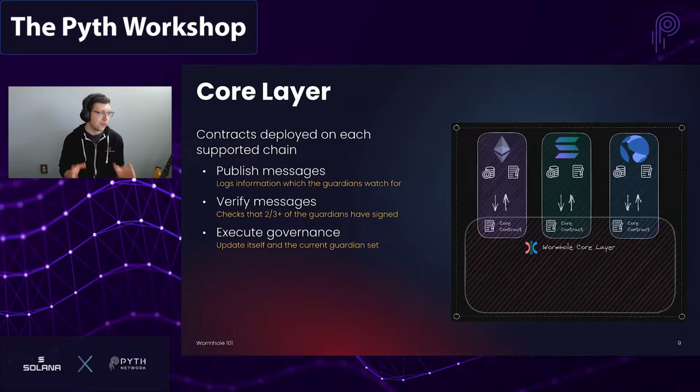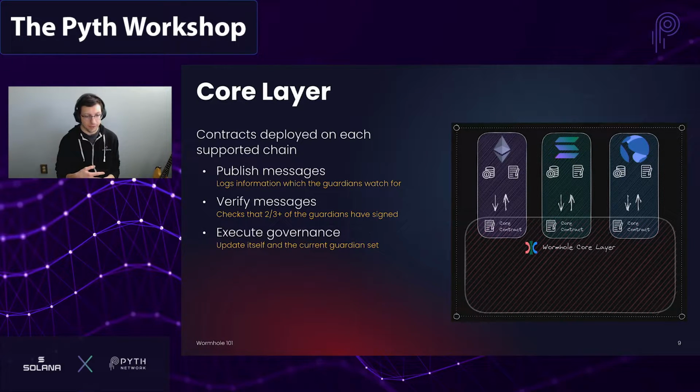So first off, the core layer. Contracts are coded for each chain and deployed across all the supported chains. So when we say we've connected all these chains, it means that we've deployed a core layer contract on all 7 of those. And this provides 3 pieces of functionality. The core contract can publish messages, which logs information on that chain that the guardians can watch for. They can verify messages, and that checks that 2/3 plus majority of the guardians have signed. And then they can execute governance.